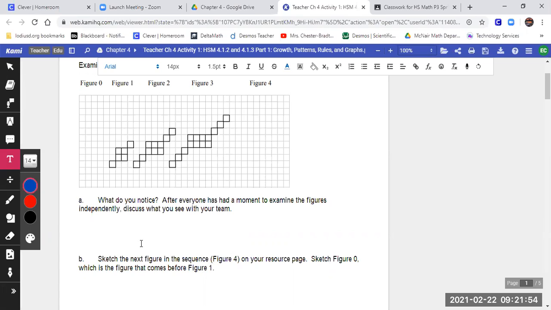Okay, so everybody look at it. Take a moment to look at it. What are we seeing the pattern is doing? Be specific about location and number of tiles. So what are we seeing happening? Be specific with how many tiles and where they're going. Okay, adding 2 to each shape.